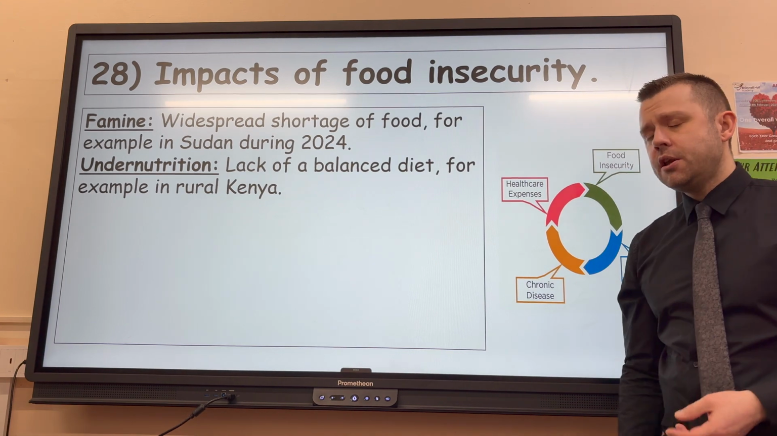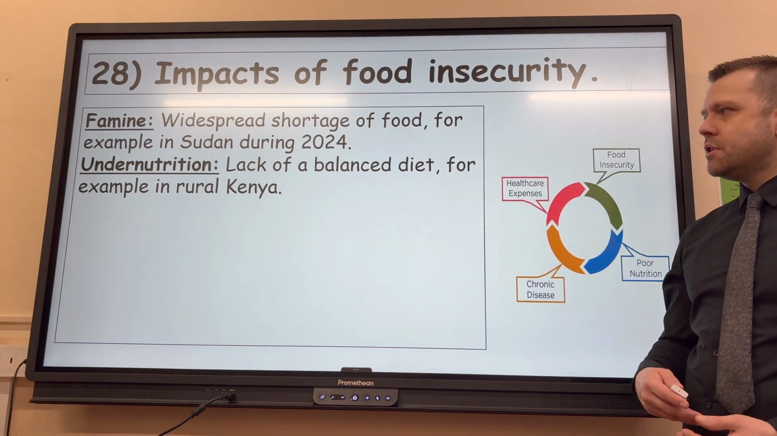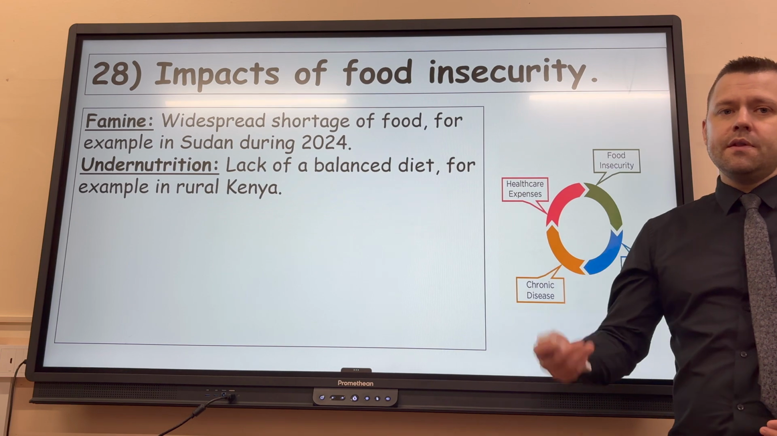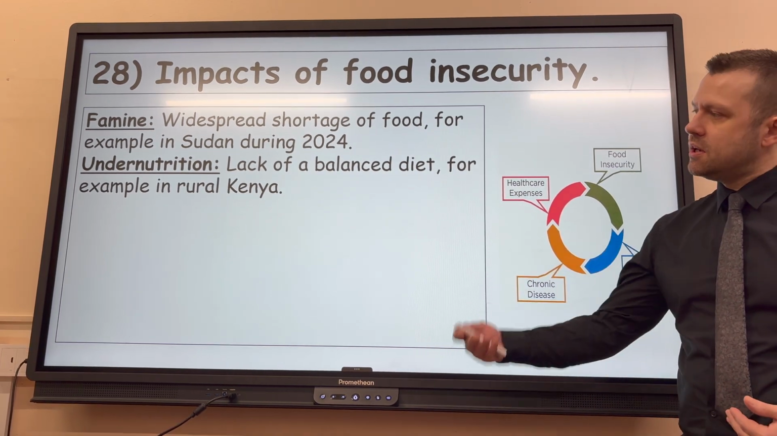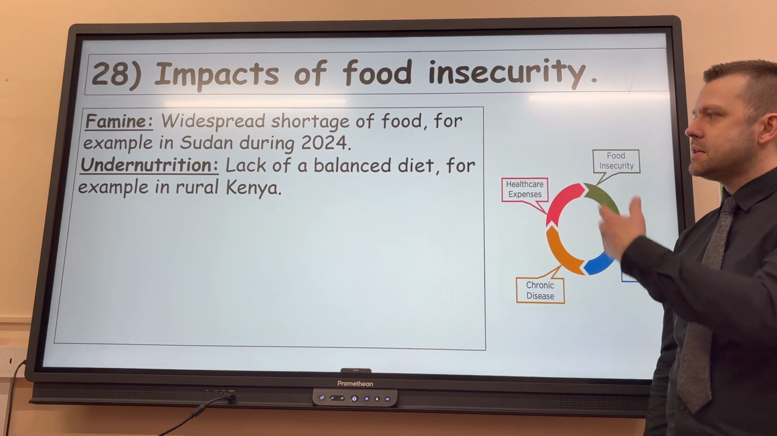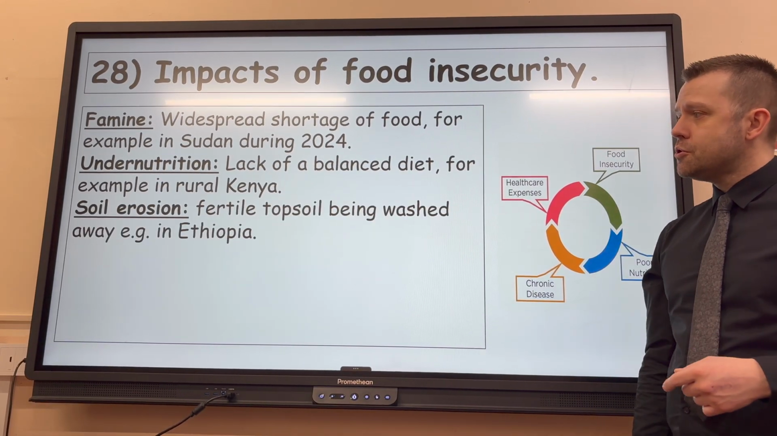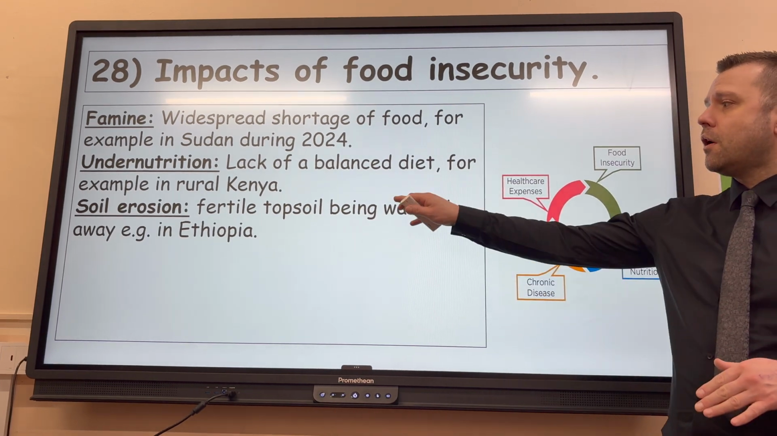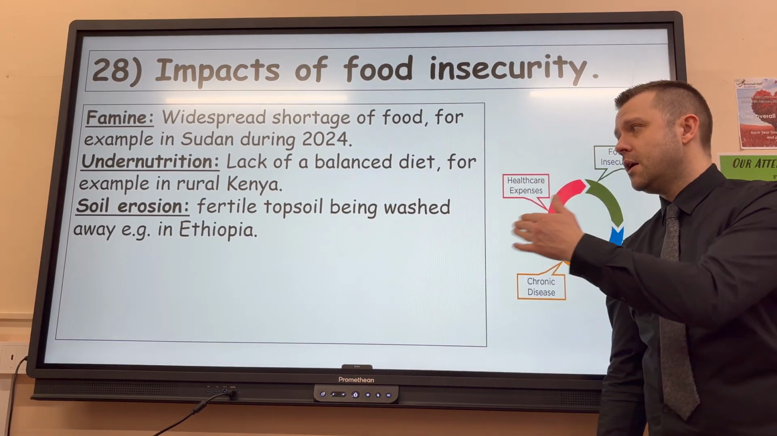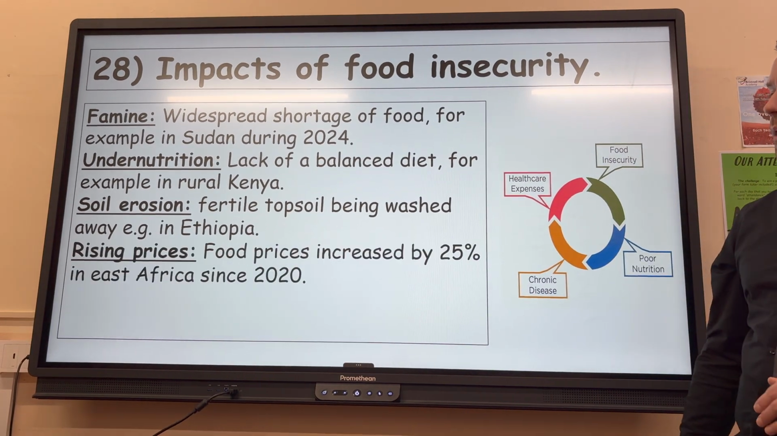Undernutrition. In Kenya, a lot of people in the rural areas don't have a balanced diet, and this means their diet is lacking vital minerals and vitamins, which can lead to ill health, lower life expectancy. Soil erosion. Due to excessive deforestation, fertile topsoil is being washed away. An example you can use for that is Ethiopia.